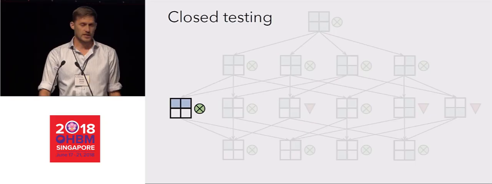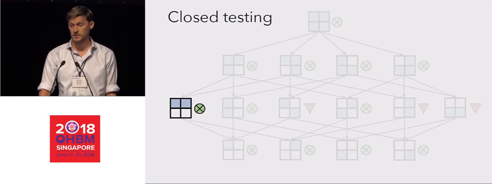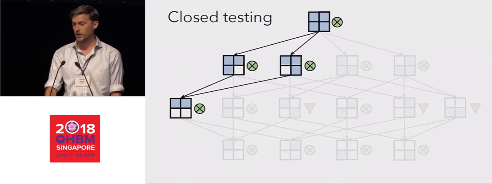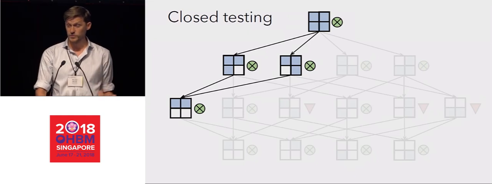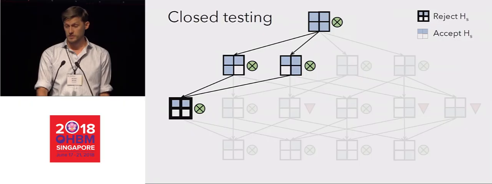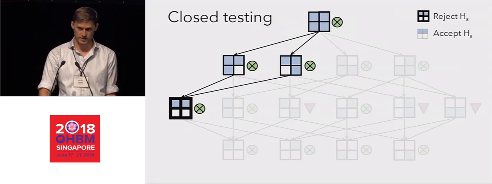How does that look? Take, for example, the subset of voxels 1 and 2. This is rejected, and we now need all the supersets that also contain that set. These are above in our tree, and these are all rejected as well. So from the closed testing procedure, the hypothesis of the subset with voxels 1 and 2 can be rejected. So there's activity within that cluster.